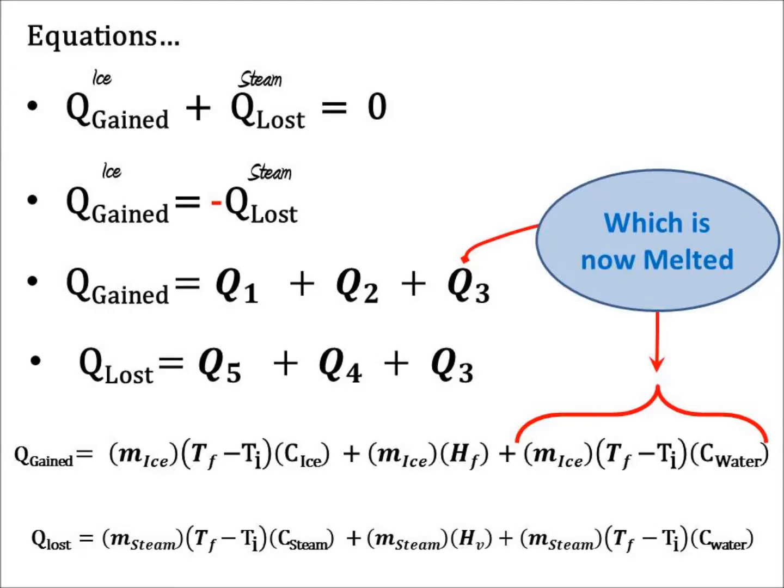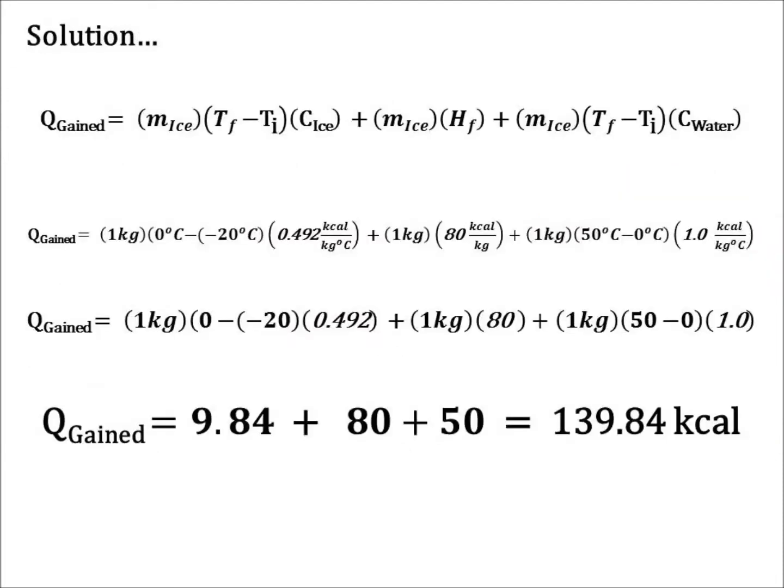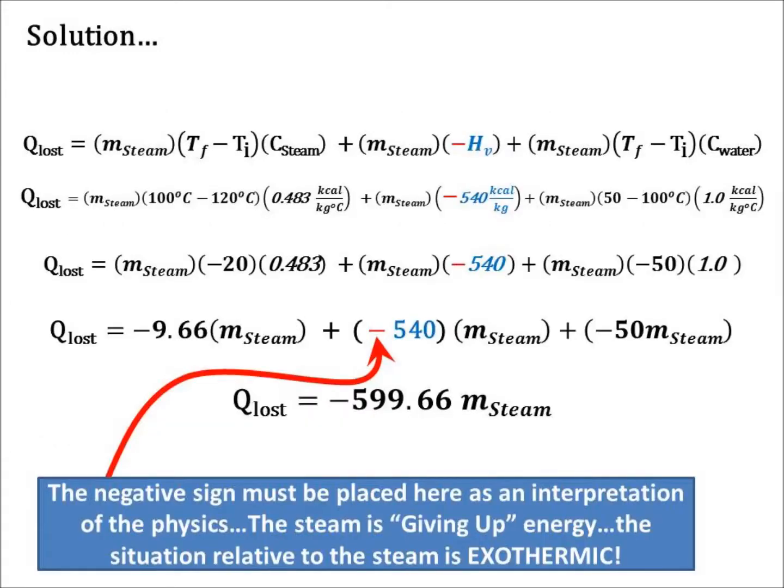The solution begins with looking at the heat gained side of the equation. In the heat gained side of the equation, each individual heat for the transitions Q1, Q2, and Q3 is listed. Notice that each of the transitions, 9.84, 80, and 50, which equal 139.84 kilocalories, are all positive. That's because the ice is absorbing energy. It is endothermic, and as a result, the heats are positive. And when you add the three heats, you end up with 139.84 kilocalories.